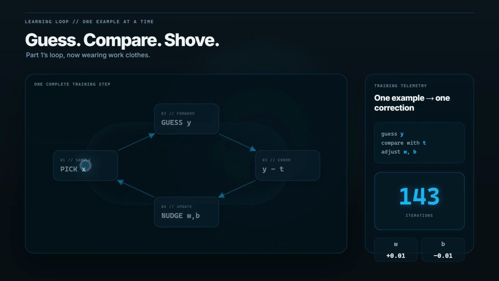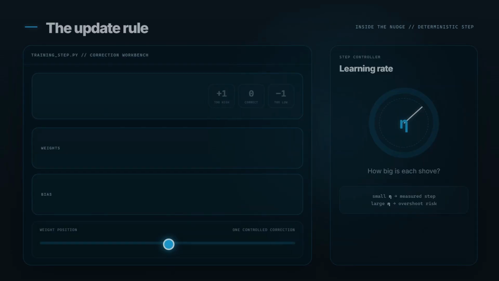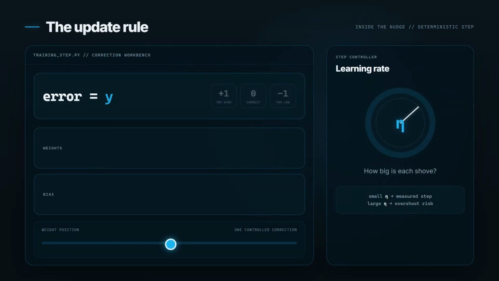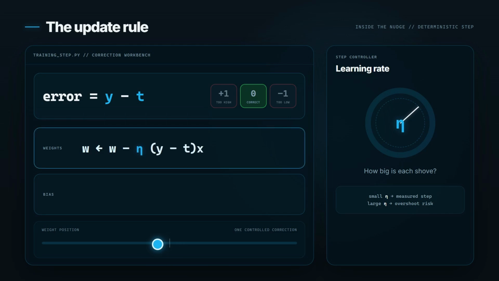And the rule for the shove is beautifully simple. Let Y be the neuron's guess and T the true target. The error is just their difference, Y minus T, which for our yes or no case is always plus 1, 0, or minus 1. When the error is 0, the neuron was right, so we change nothing. Otherwise, we update the weights by subtracting the learning rate times the error times the input, and we nudge the bias the same way. The learning rate is a small number that controls how big each step is. That is the entire learning algorithm.